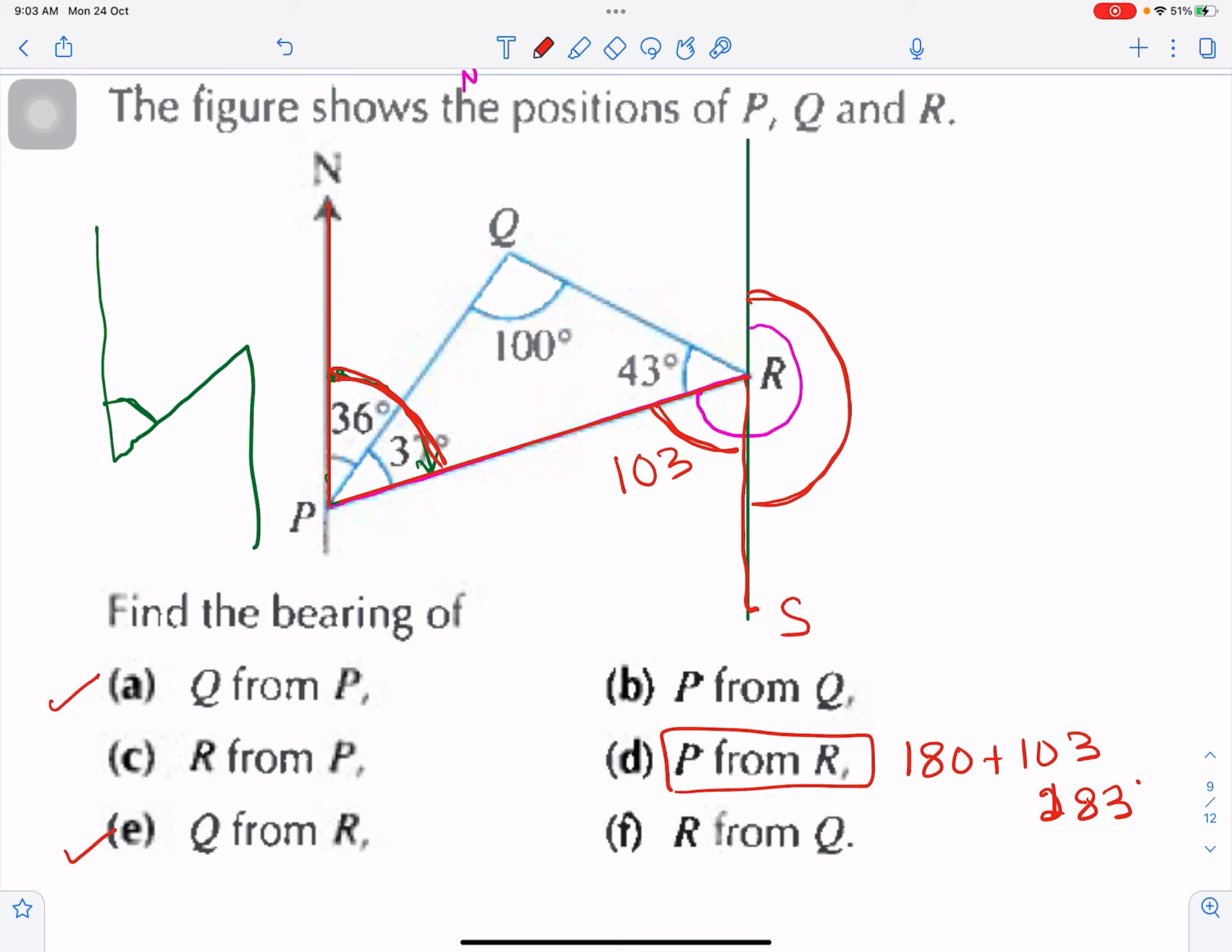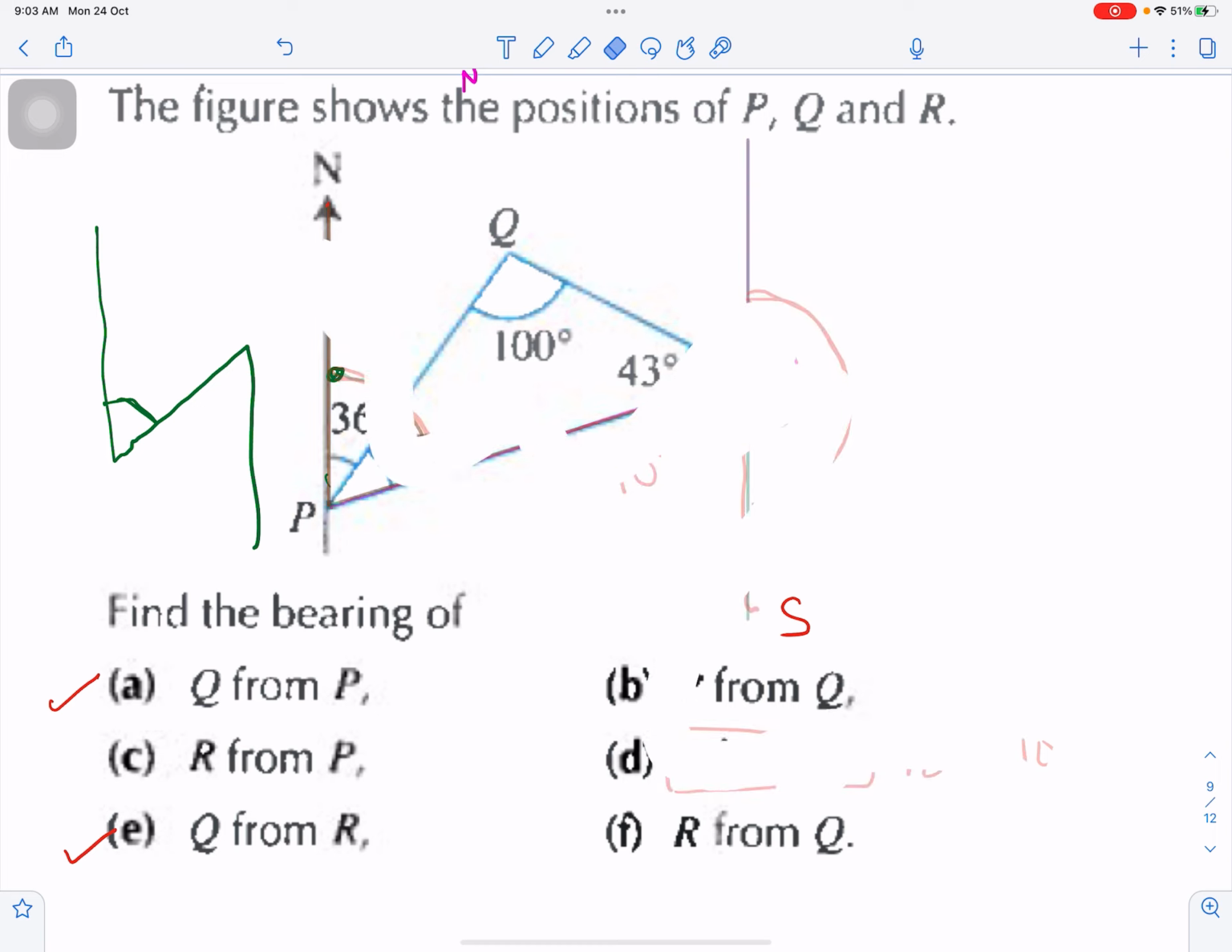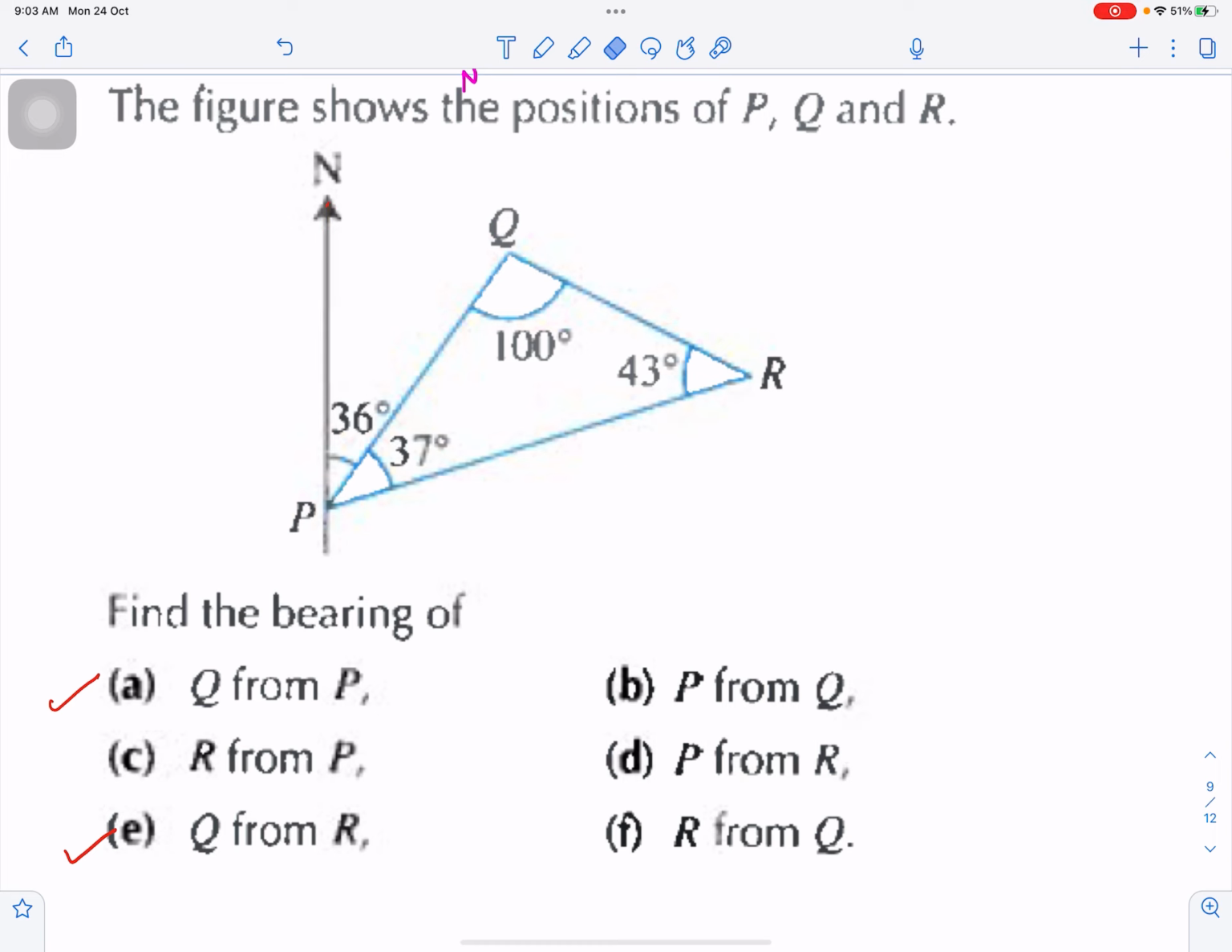on pause. Q from R. Meanwhile, I'm erasing it. Q from R. Now because it is saying from R, I should have north at R. So let me draw it here. And I will see where Q is. Okay, so Q is here. So I have to come clockwise from the north at R all the way till here.